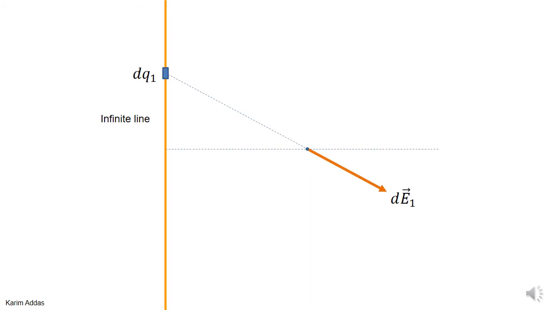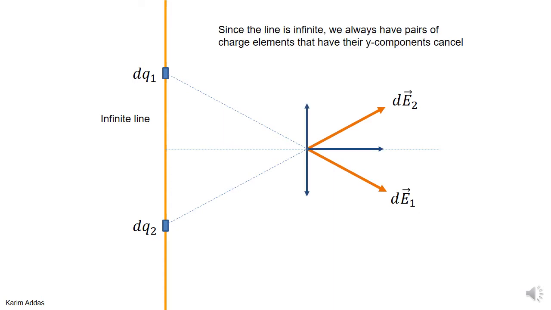We can prove it from a kind of symmetry argument. If you take an element of charge dq on this side, it'll make an electric field pointing downward like that. Then if you take an element of charge exactly the same distance on the other side of this central line to the point, then the electric field will be pointing this way. And you notice that when you add these two vectors, the y components will cancel and the x components will add. So you can conclude then that the electric field points radially outwards.